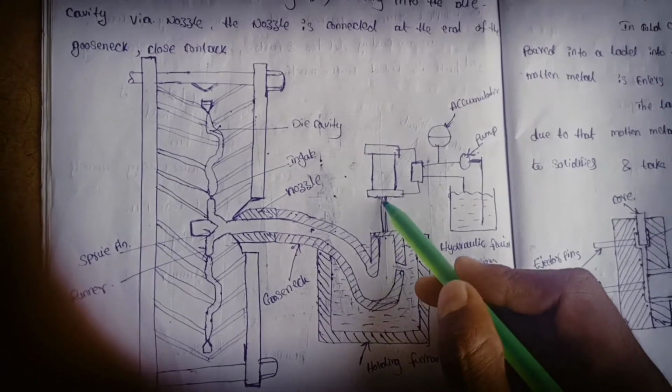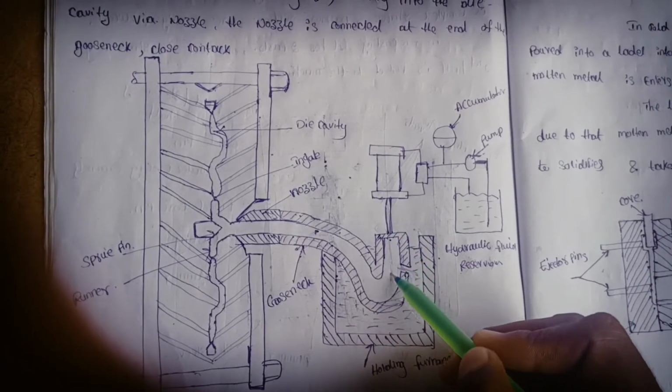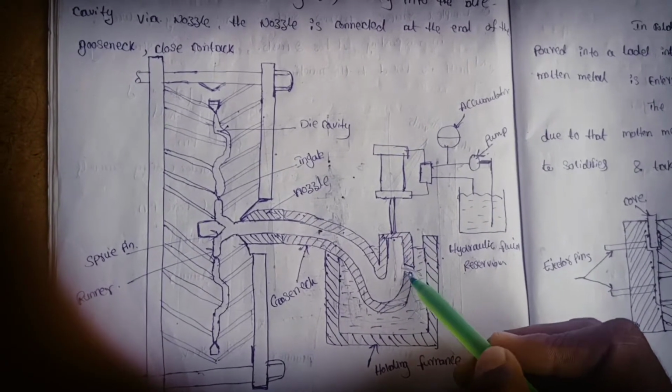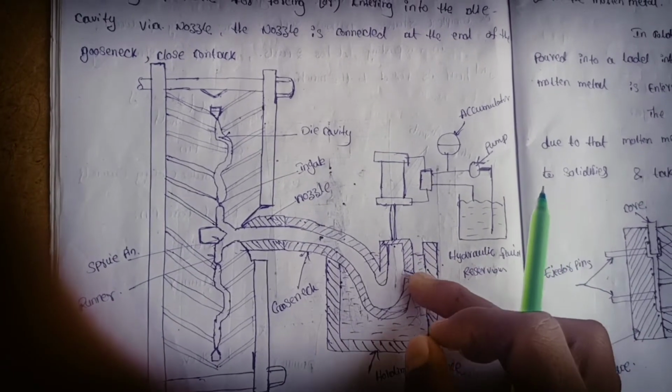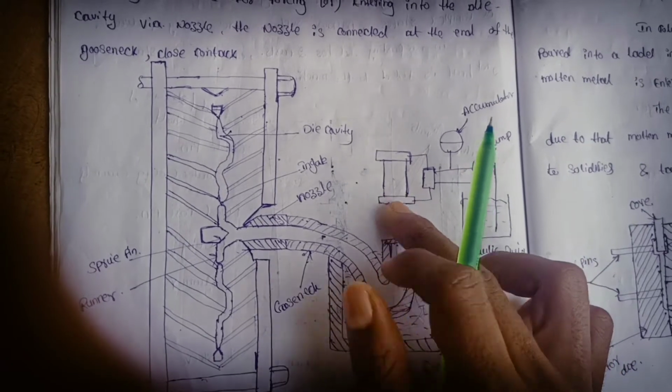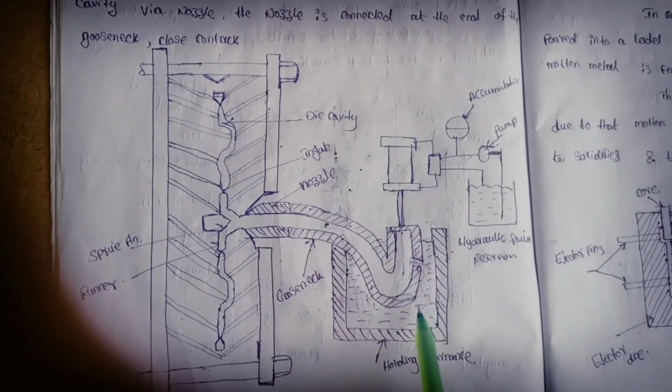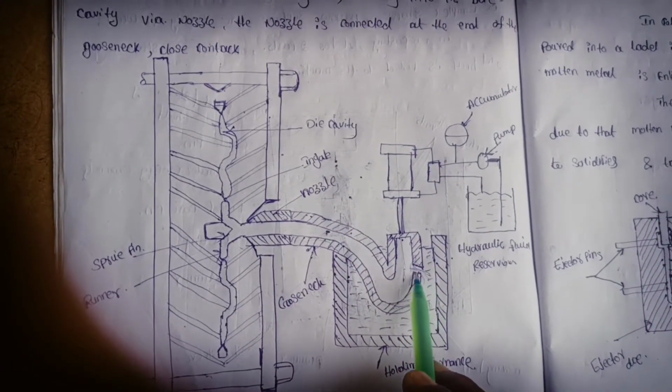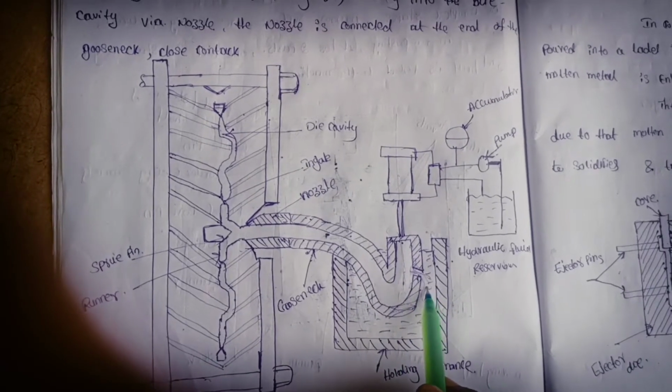When the plunger is in downward motion, the gooseneck is closed, and at that time no molten metal enters the gooseneck. When the plunger is in the upper position, there is an opening, and the molten metal enters the gooseneck.